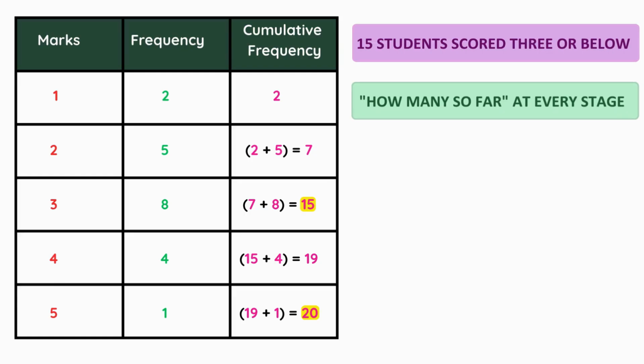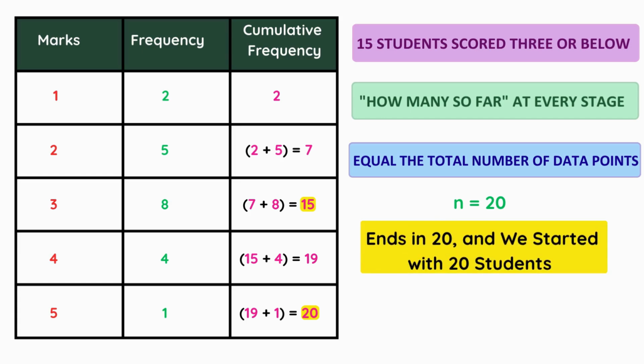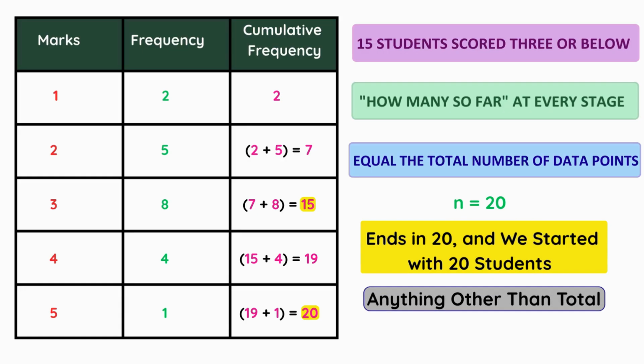The very last number in your cumulative frequency column must always equal the total number of data points, which we call n. Look at the table we just built. It ends in 20, and we started with 20 students. If you ever get anything other than your total, you've made an addition error somewhere.